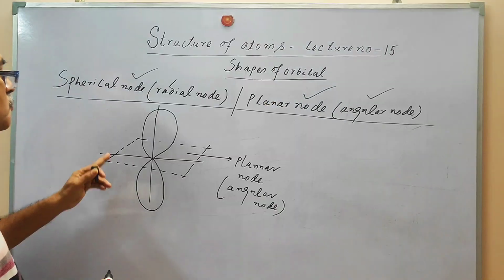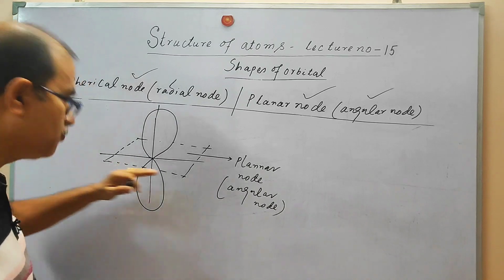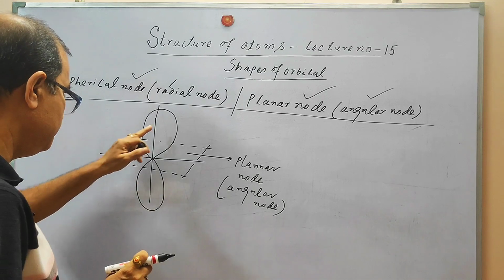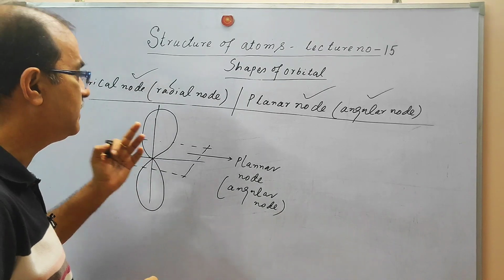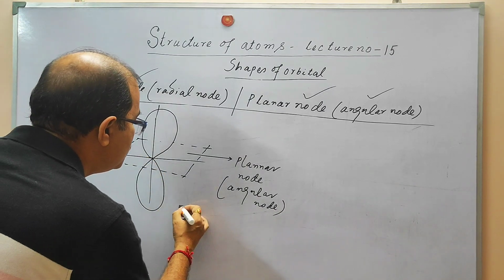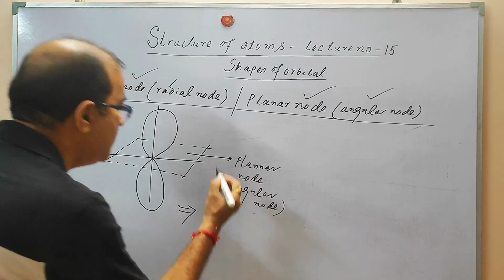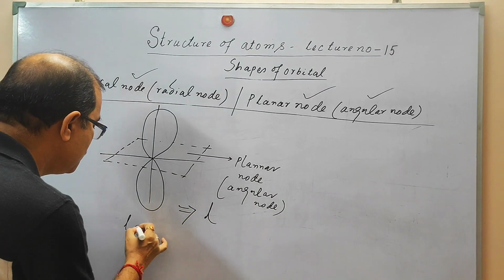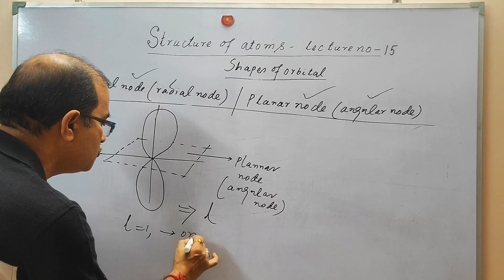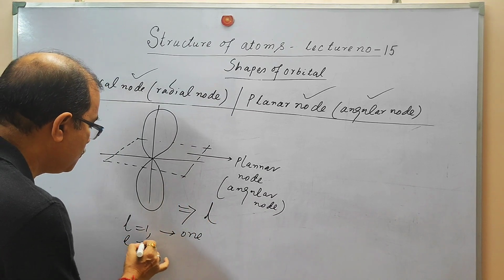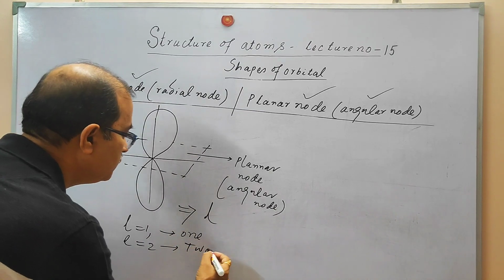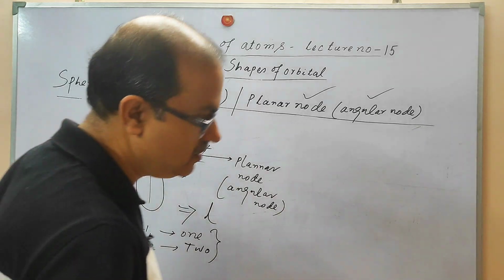How can we visualize these planar nodes? Let us understand. This plane you can see is passing through the nucleus, and in this plane there is no probability of finding the electron, and that is why it is called the planar node. And planar nodes equal l, meaning when l equals 1, that is for the p orbital, it will have one planar node. For l equal to 2, for the d orbitals, it will have 2 planar nodes. So this is how you can see the nodes.